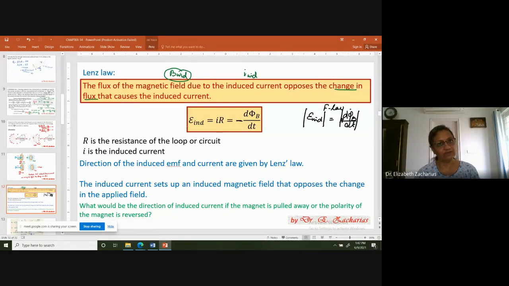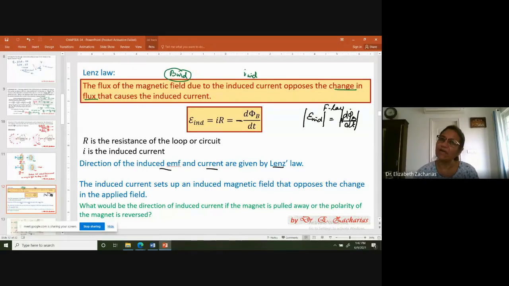Okay, and as I have been telling you since yesterday, EMF is simply a voltage. EMF is a voltage difference that it is creating. So using Ohm's law, induced EMF is actually the induced current into the resistance of that circular loop. It need not be circular. In all our examples it is circular, but it need not be. So what does Lenz's law do for you? Lenz's law gives you the direction of the induced EMF and the current.